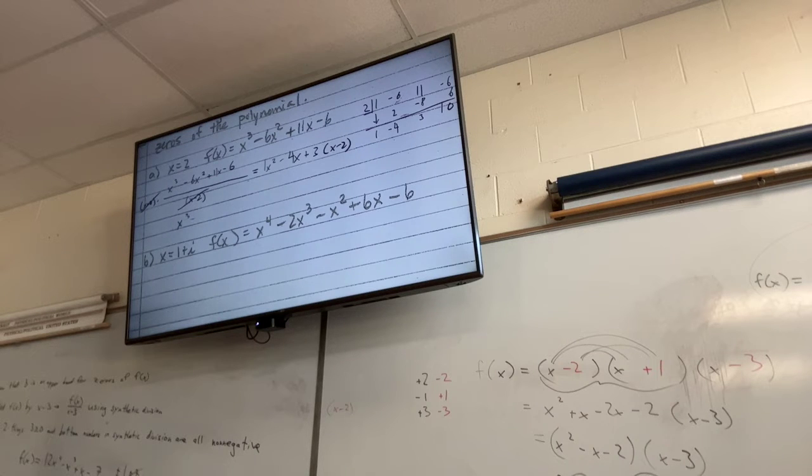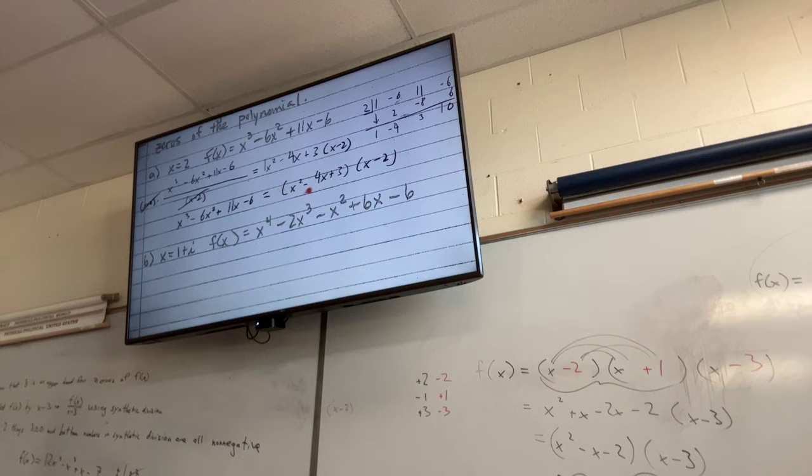X cubed minus 6x squared plus 11x minus 6 equals x squared minus 4x plus 3 times x minus 2. Okay? You guys see that? So I wrote down the answer to my division problem that I got with my synthetic division, and then I just multiplied both sides by x minus 2. I have this. Okay?